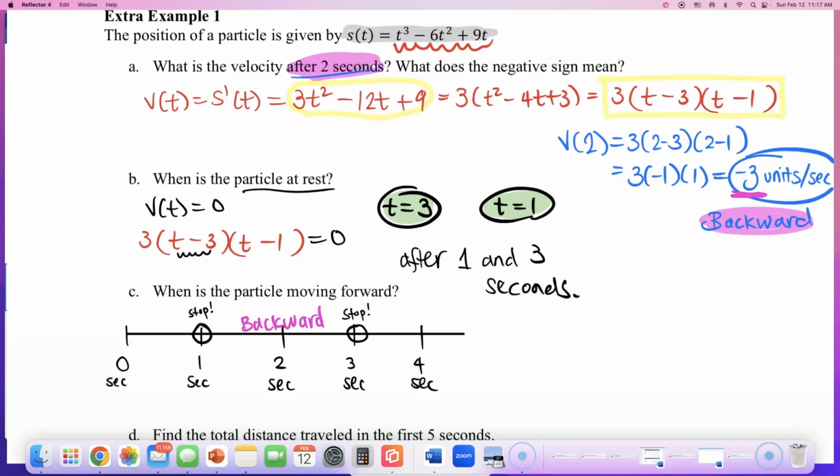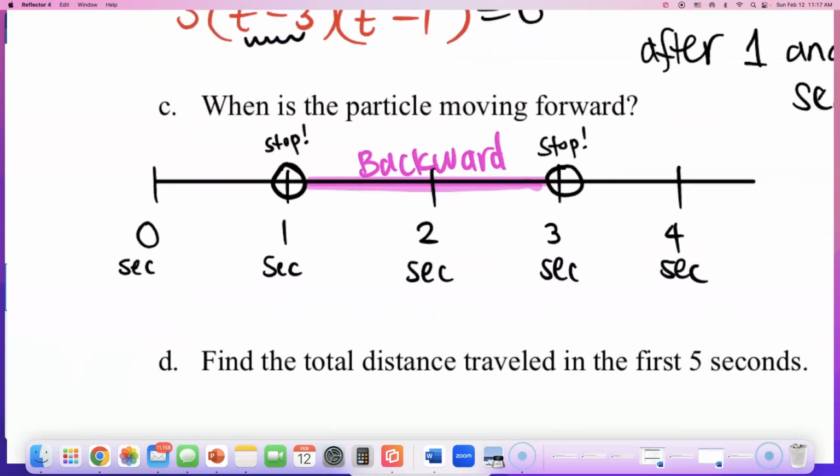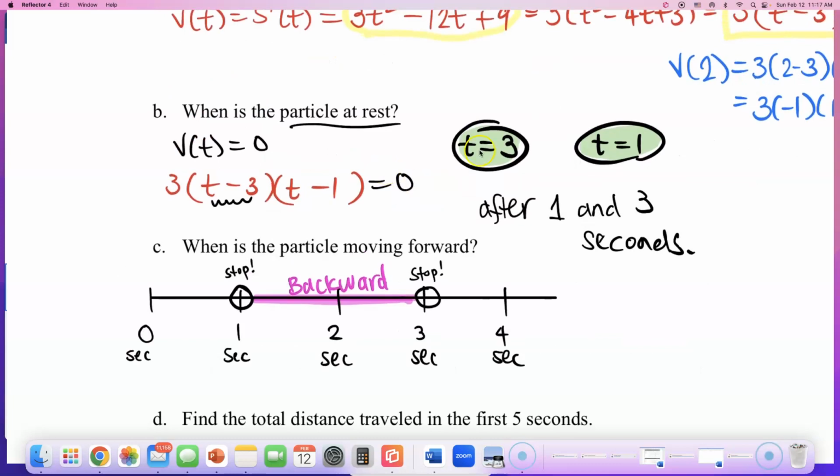So the particle is moving backward in between 1 and 3. Because listen, think about this. This makes very good sense. It doesn't stop in between 1 and 3 seconds, right? It never stops. Because if it stopped, then we would have been able to solve that for that second when we are solving for B.